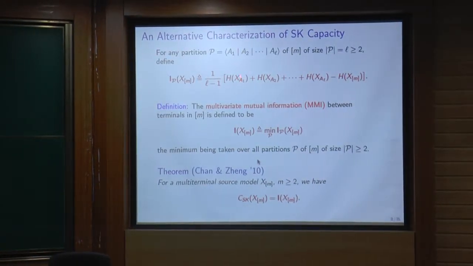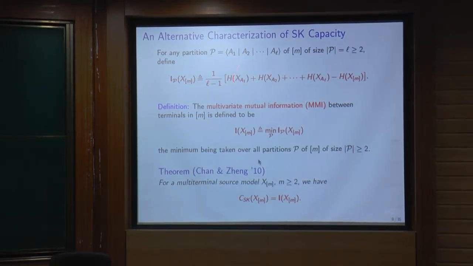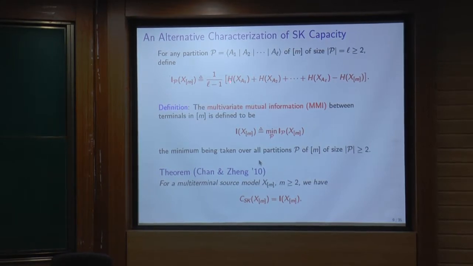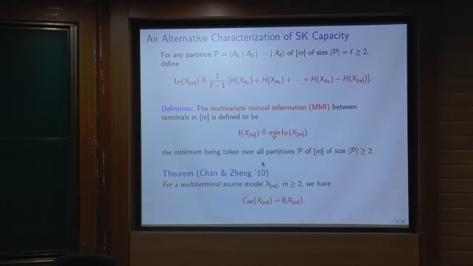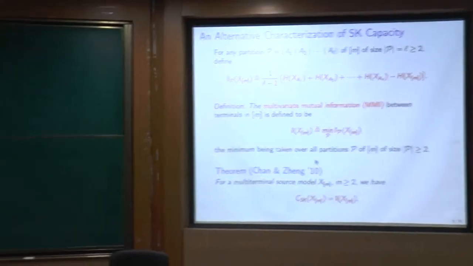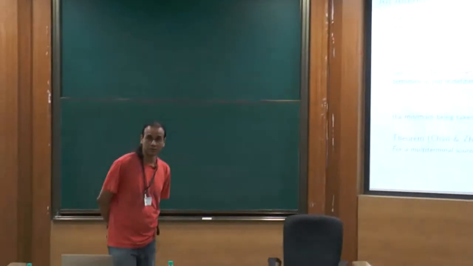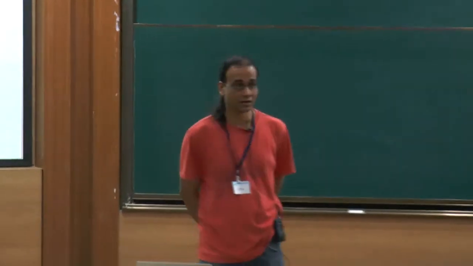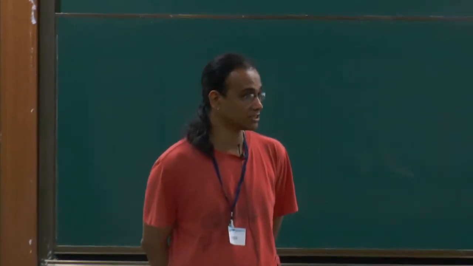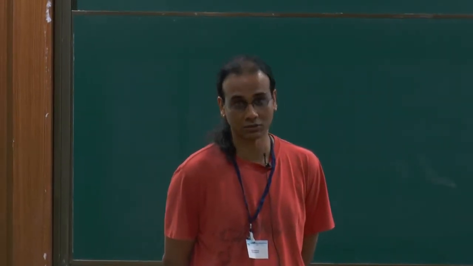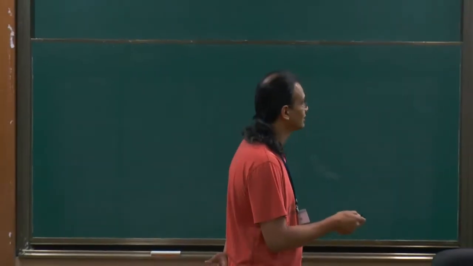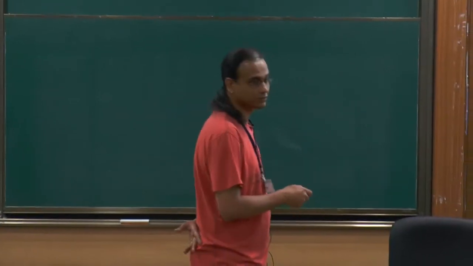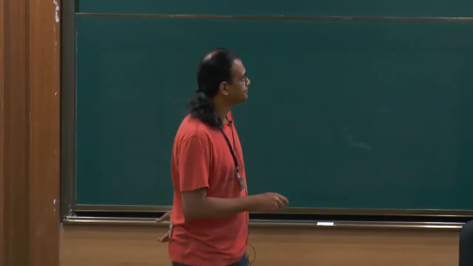Within a block, within A1, the terminals observe X_A1. That's the source being observed by the terminals in A1. So you look at the entropy of that and then add that up over all the blocks, and then subtract out the total entropy of the entire source, normalized by L minus 1. And precisely this is why you require that you have at least two parts in this partition. You normalize by L minus 1, so you don't get a divide by zero problem. That's not why we do this, but it allows us to make this definition of dividing by L minus 1.